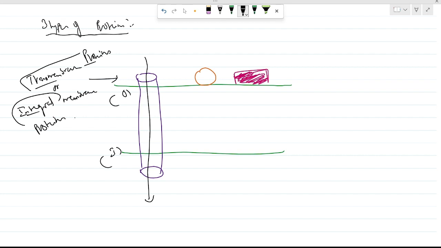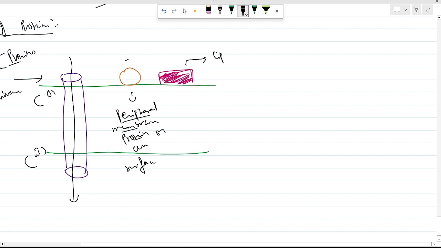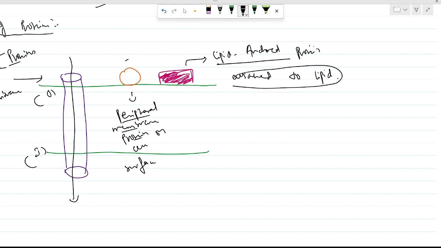The next type we are going to discuss is this one. This is called peripheral membrane protein, on the cell surface. So on this cell surface we have this peripheral membrane protein. The second type of protein you see. And this third type of protein you see is lipid anchored protein. It is attached to lipid. So this is called lipid anchored protein.